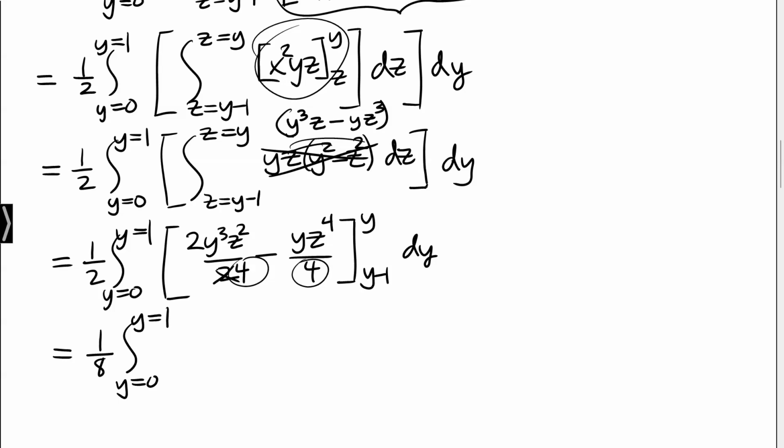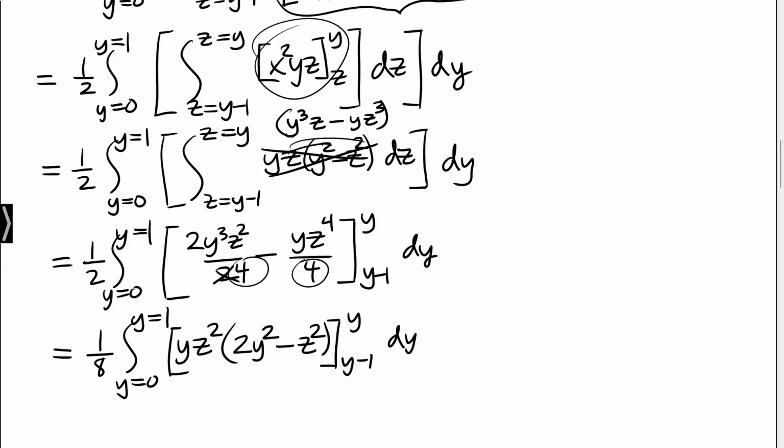And we've got, if I factor y z squared, what am I left with? 2y squared minus z squared, right? From y minus 1 to y. Again, the middle variable here was z, so we're substituting in for z.